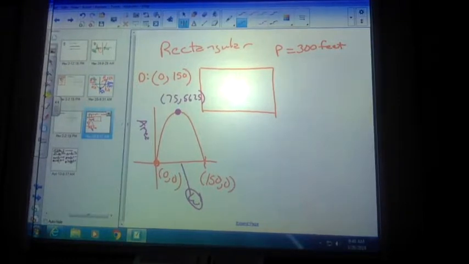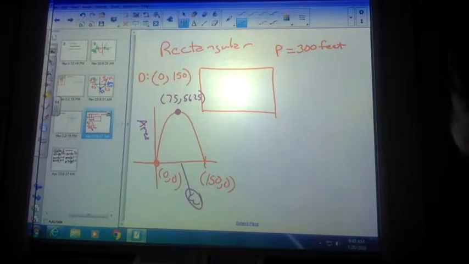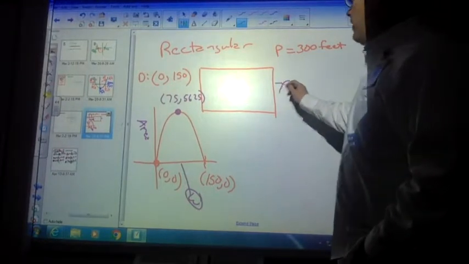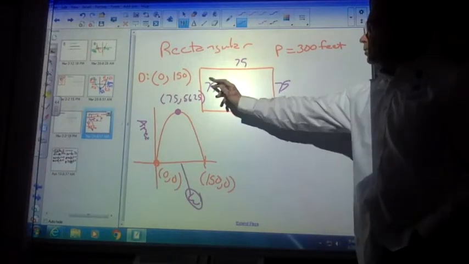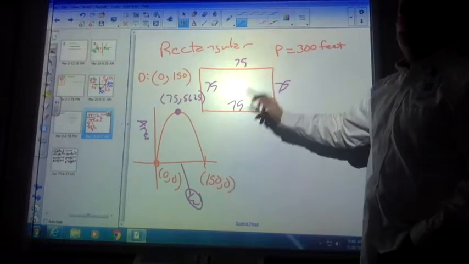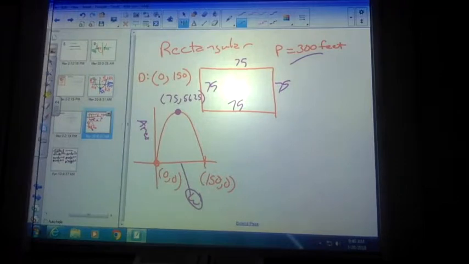At the vertex, if I were to make my corral with a width of 75, that would give me an area of 5,625. That is the maximum area that corral could have. So if I had made this side 75 and this side 75, well, that means that has to be 75 and 75. How do I know that? 75 plus 75 is 150. 75 plus 75 is 150. 150 plus 150 is 300. So in this case, she has to make a square corral, and a square is a type of rectangle, but that would give her the maximum area of her horse corral.